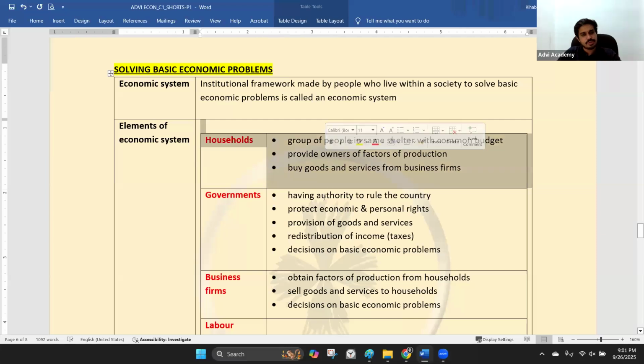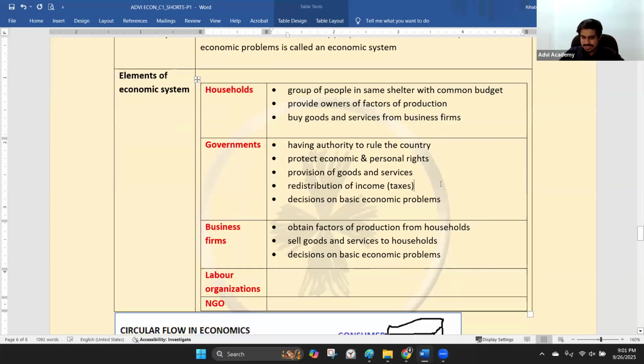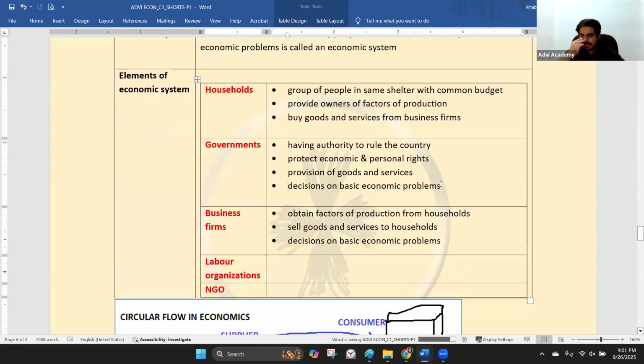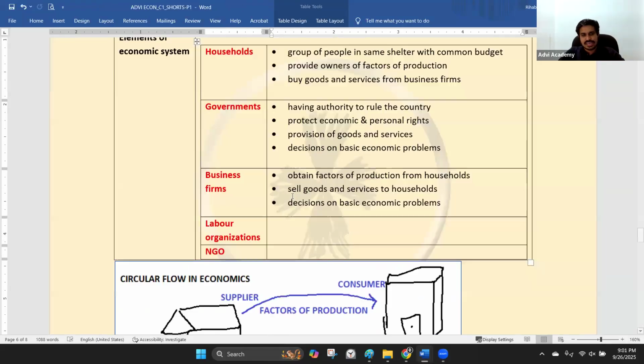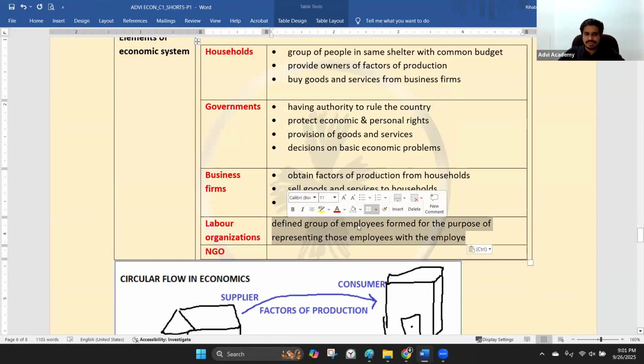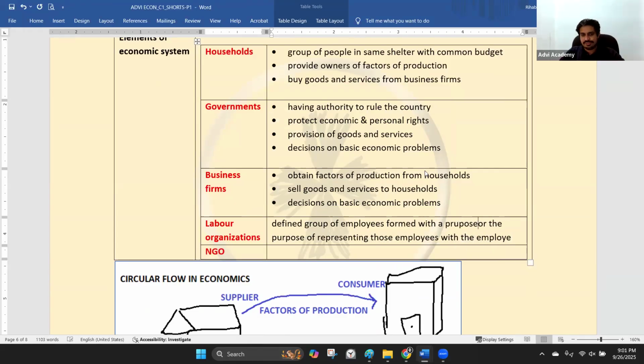Just remember 3 points for households, and maybe even these you can just leave. It's fine. Remember 3 points for government, 3 points for households, 3 points for business firms. Labor organizations are basically a defined group of employees. You can just say they are a defined group formed with a purpose. That's enough.